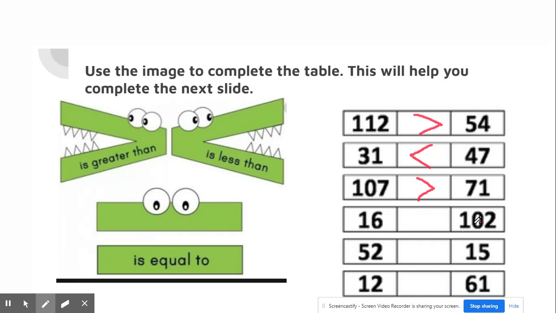All right, boys and girls, here is your job. You need to get out a piece of paper and a pencil. You are going to write down these sets of numbers. You are going to use the symbol, either greater than, less than, or equal to, to show if these numbers are greater than or less than the numbers next to it. I'm going to give you 1 minute to grab your paper, get your writing tool, and complete these 3. Please begin.